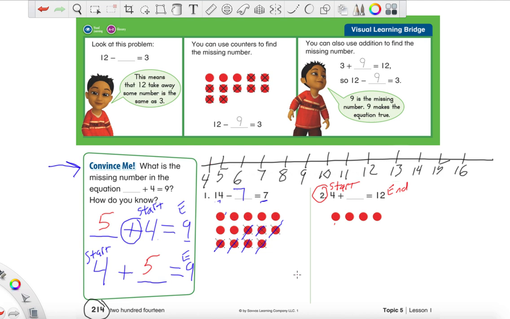Alright, now if you're still working, pause the video and take your time. If you're all done, let's go over this together. Okay, so first I'm going to use my circles right here. Let me change the color up.